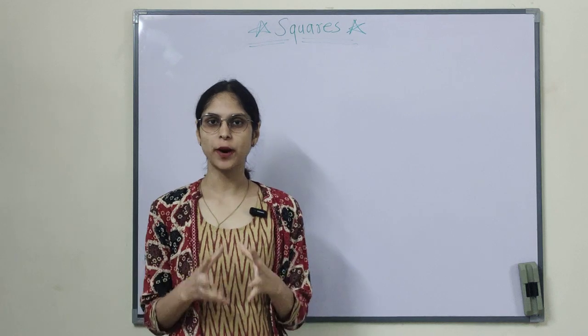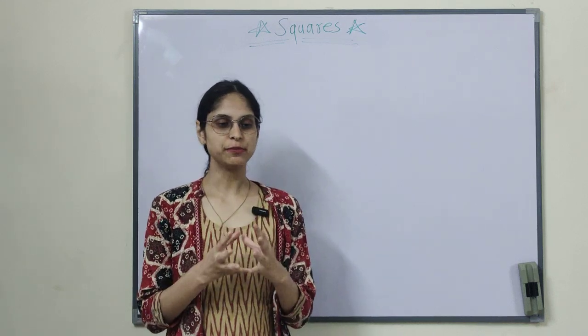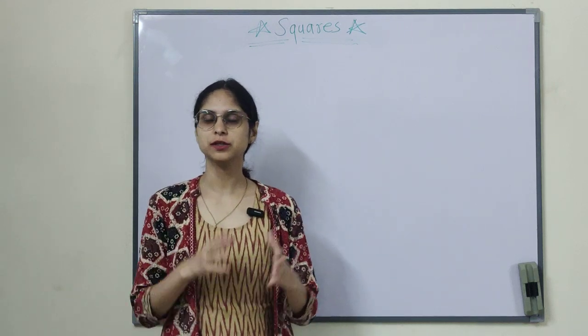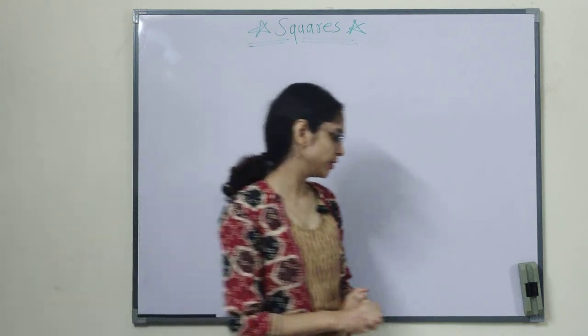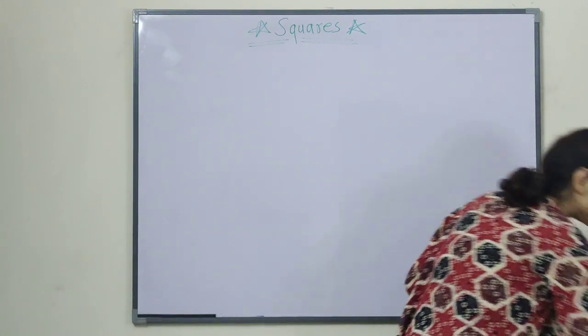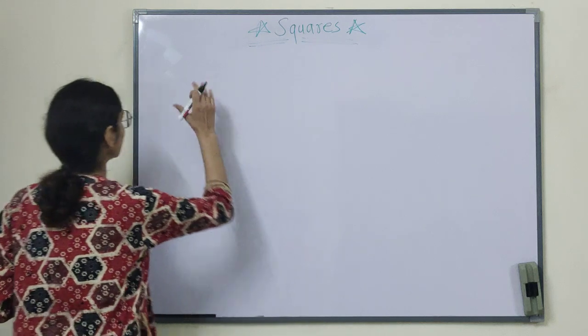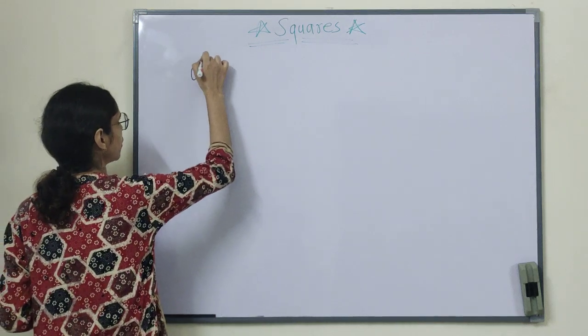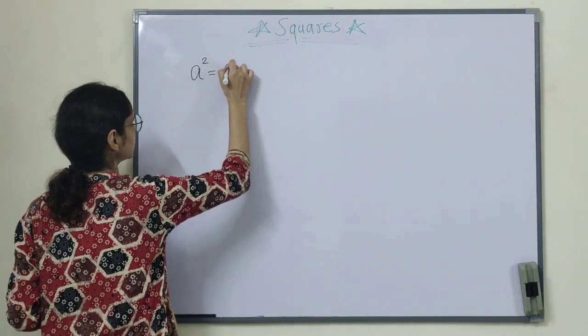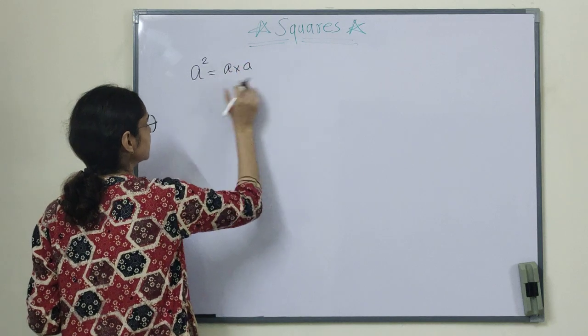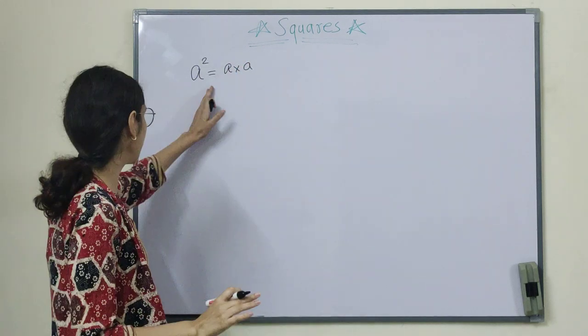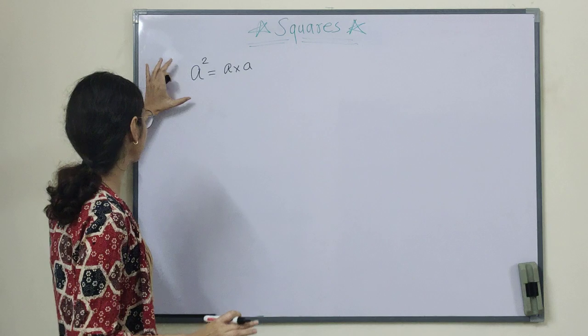So as we all know, squares are numbers. For example, if I multiply one number 2 times, it is called the square of that number. For example, 1 square is 1 times 1. So if I am doing a square, any number square, that means I am multiplying that number 2 times. That is the definition of square: you are multiplying the same number 2 times, and that becomes its square.